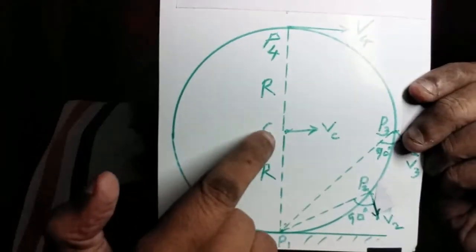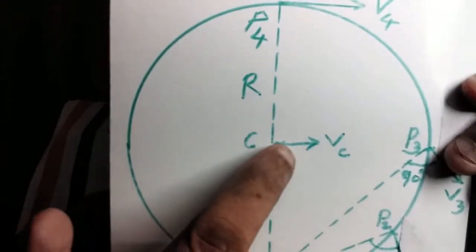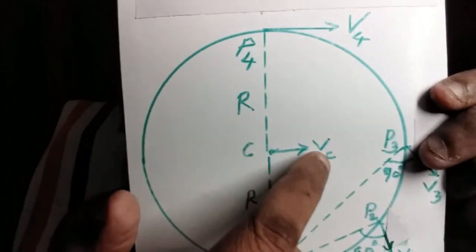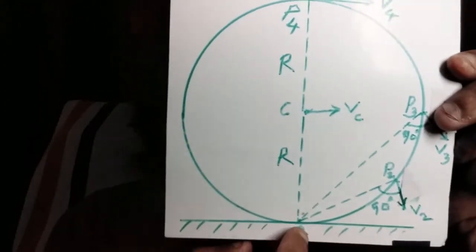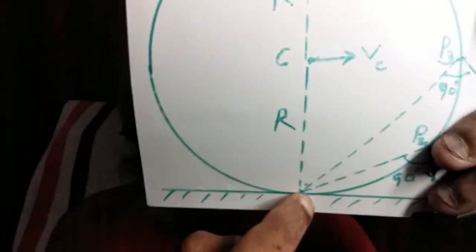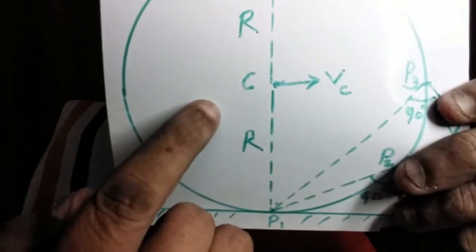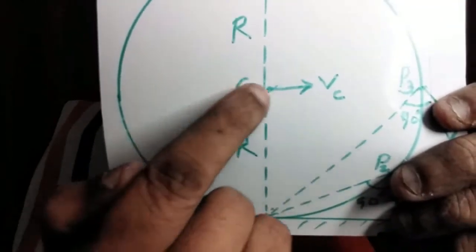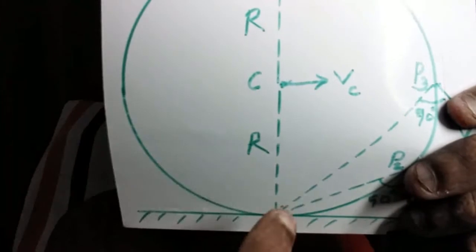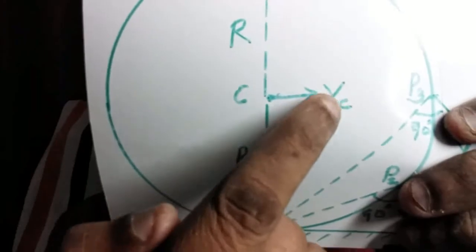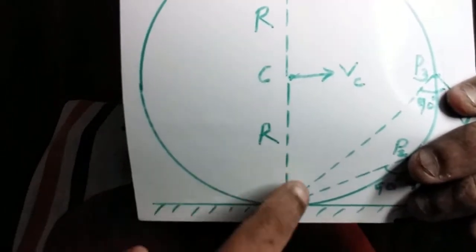C is the center of the disk or center of mass of the disk. This is in pure translation, and its translational velocity is Vc. When P1 is the instantaneous center of rotation or zero velocity, this C appears to be taking part in a circular motion of radius capital R. So Vc equals r omega, this r into the angular velocity at that instant.